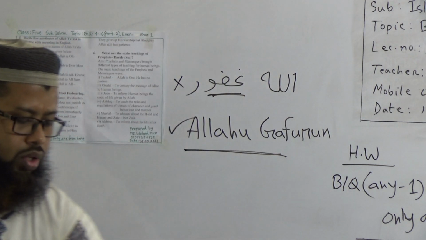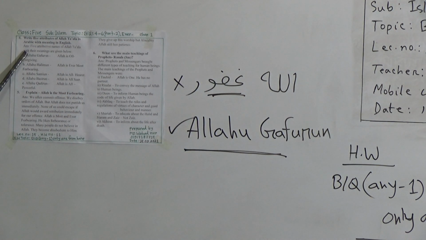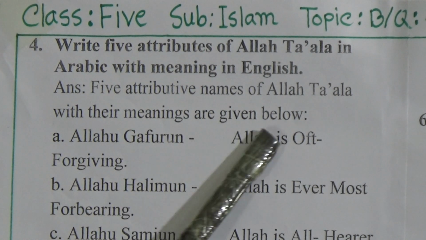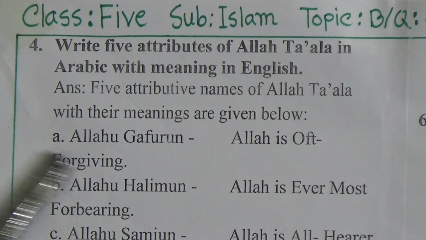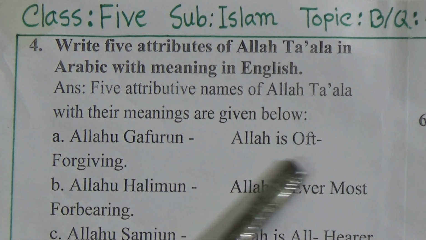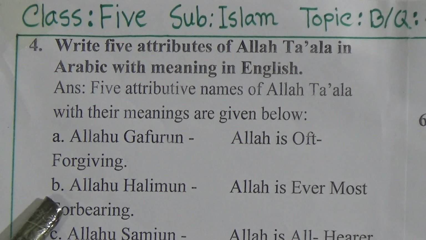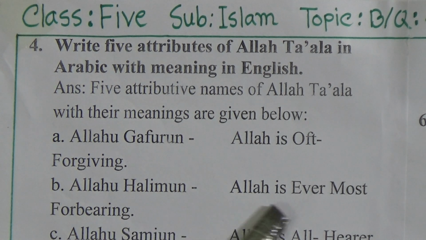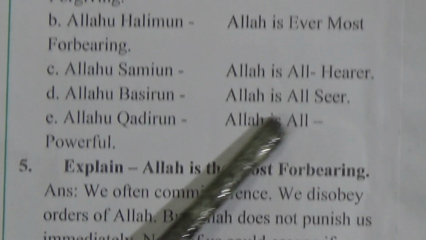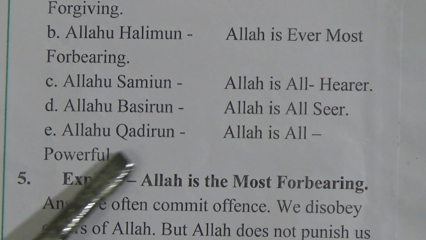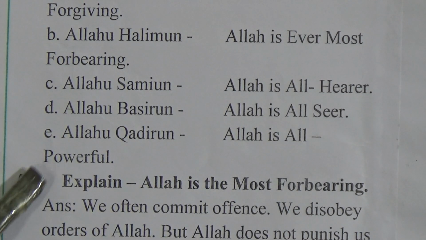Okay, so the answer is: 5 attributive names of Allah Ta'ala with their meanings are given below. A. Allahu Ghafurun, Allah is often forgiving. B. Allahu Halimun, Allah is the ever most forbearing. C. Allahu Sami'un, Allah is all hearer. D. Allahu Basirun, Allah is all seer. And E. Allahu Qadirun, Allah is all powerful.